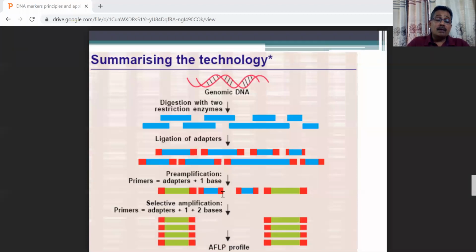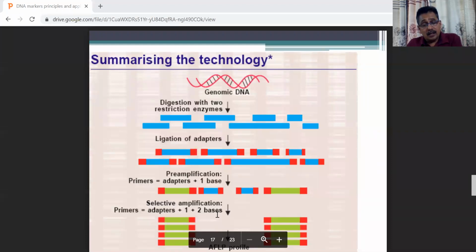Then after the pre-amplification, we have the second step, which is the selective amplification process. In that, the selective amplification primer, apart from the pre-amplification primer sequence, contains the EcoR1 and MSC1 site with the adapter sequence, along with 2 selective bases. So the primer containing these sequences selectively amplifies the regions.